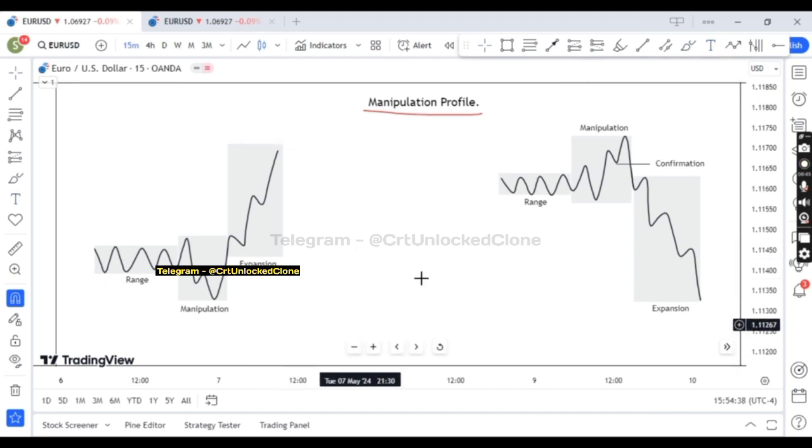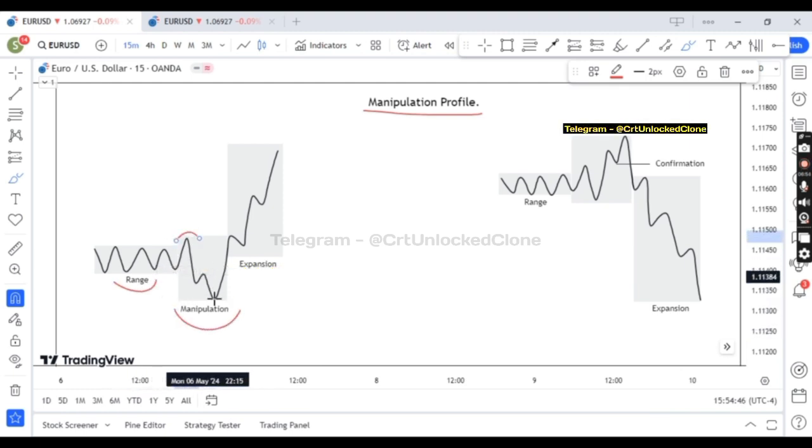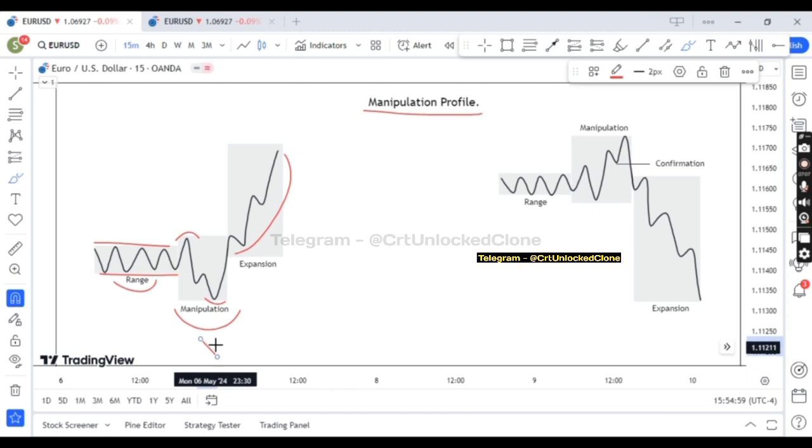Now the manipulation profile occurs or starts after a ranging profile. Now with this profile, the market takes both sides of the range and it takes out liquidity and manipulates the trader into a certain direction, and then it reverses in the opposite direction and expands, right? Now with this profile you can avoid getting caught in a manipulation, or what some people call a judo swing, right?